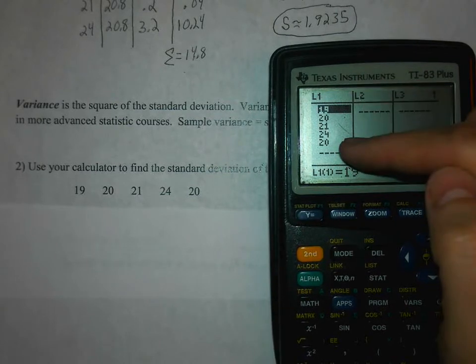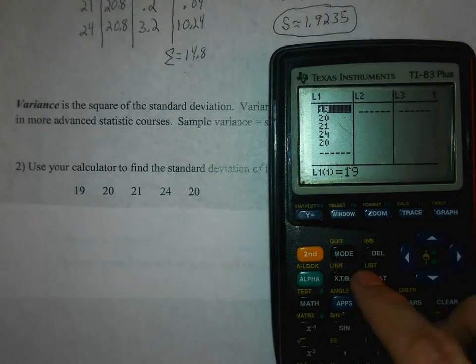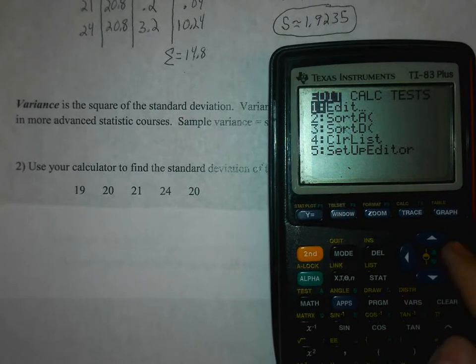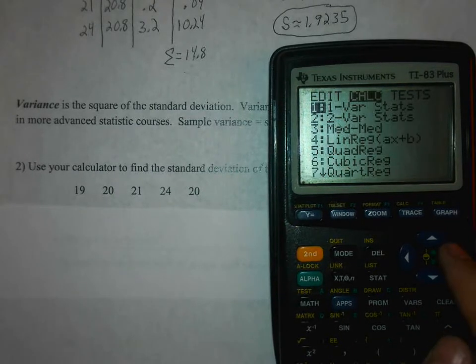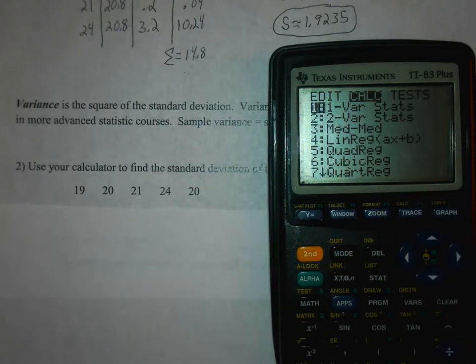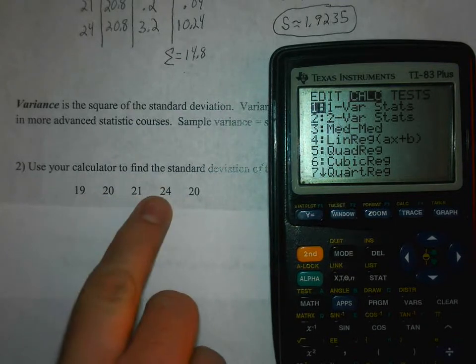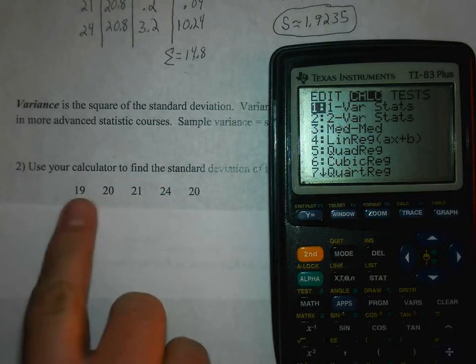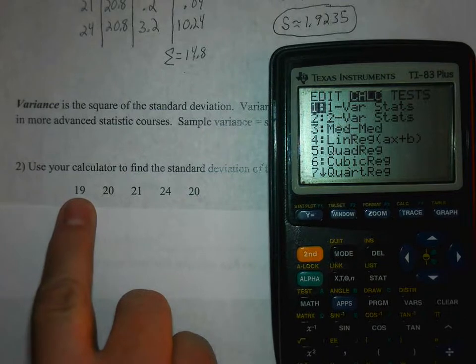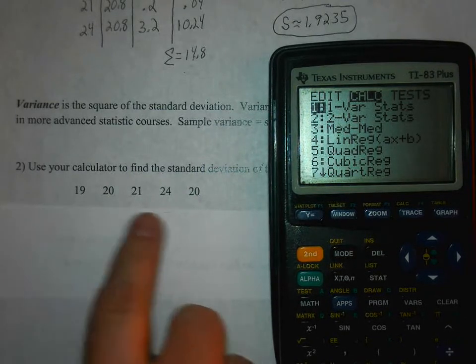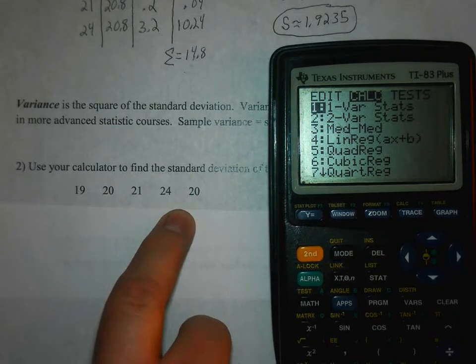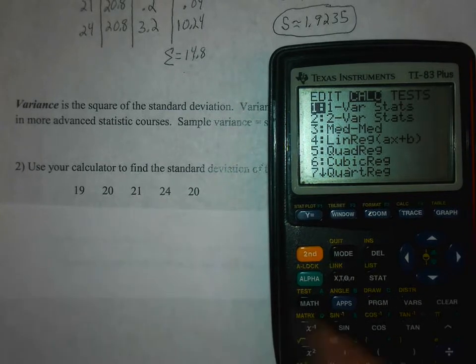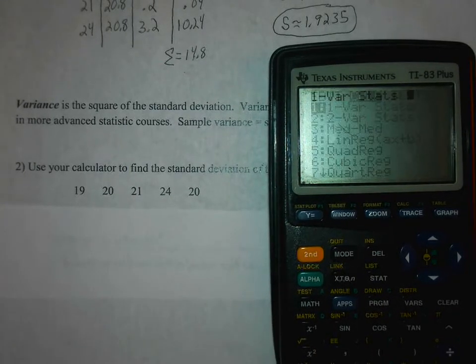So you list all your data values in list 1, and then go over to stat, and now we want to calculate 1 var stats. 1 var stats means one variable. The only variable we have here are these data values. I think they represent ages of students in a class, so the only variable we have is the age of the students, or these data values. So press 1 var stats.